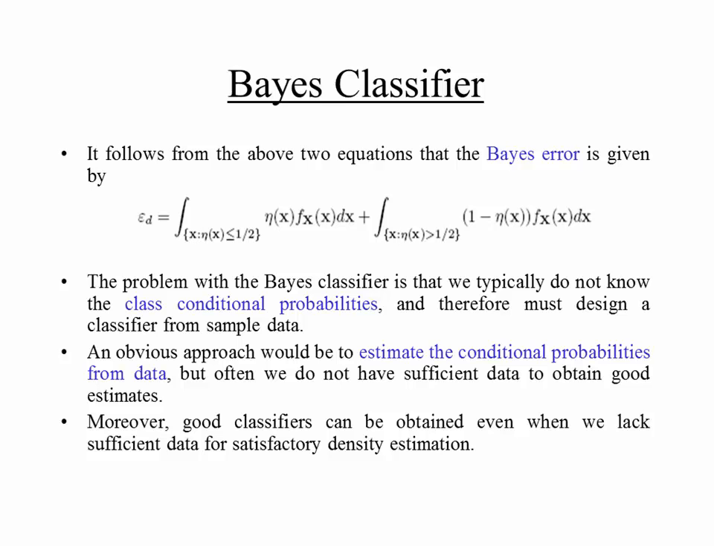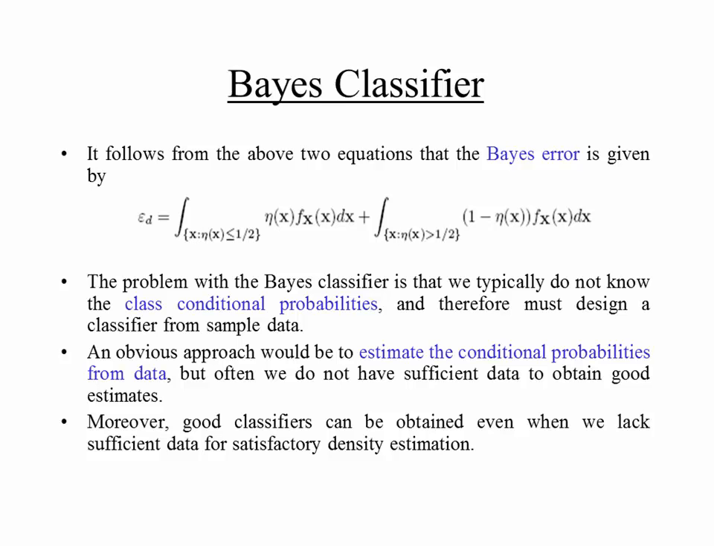And then looking at that expression, we have basically picked up the classifier, and we have the error of the optimal or the best classifier. The problem with the Bayes classifier is that we typically do not know the class conditional probabilities, because you need to know eta of x, right? Probability of y equal to 1 given x, probability of y equal to 0 given x. These are not given to you, right? You have to learn those from the sample.